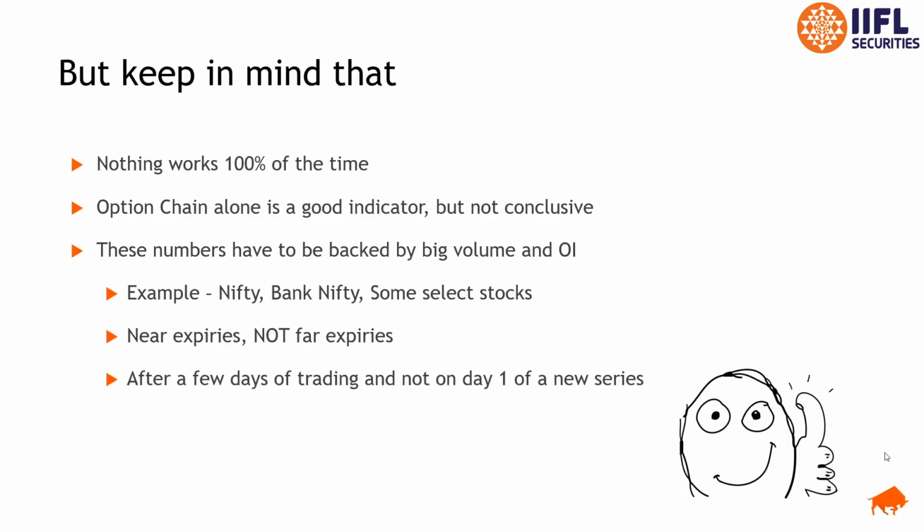So we'll again come to this on the option chain. You don't have to worry about what is this big. And you have to look at the option chain after a few days of trading and not on day one of a new series. For example, if you look at open interest on Nifty on Friday, which is the first day of a weekly expiry, when the expiry is on the next Thursday, it might not mean something significant.